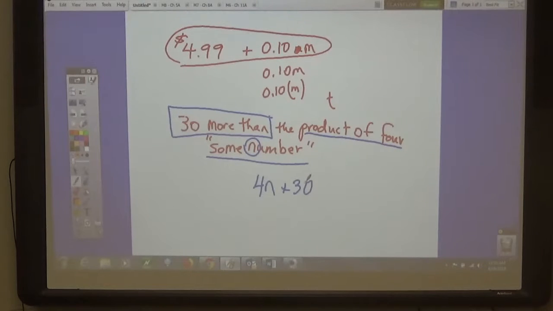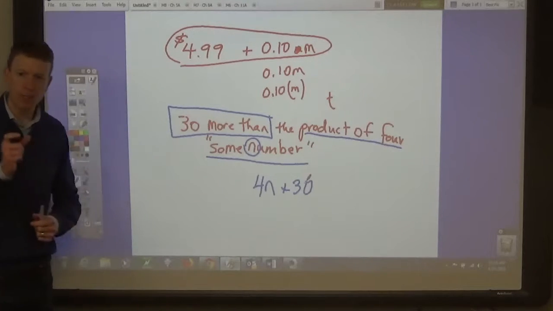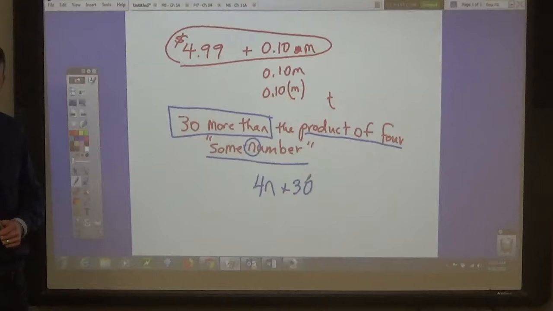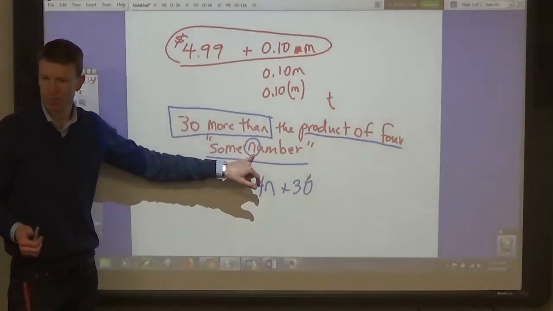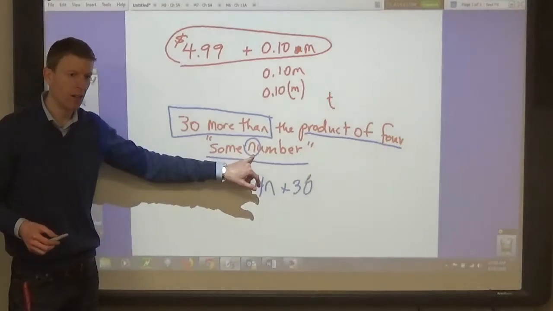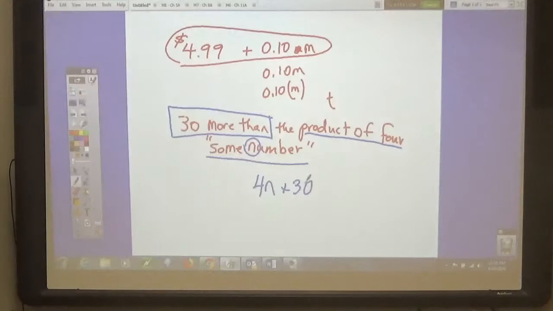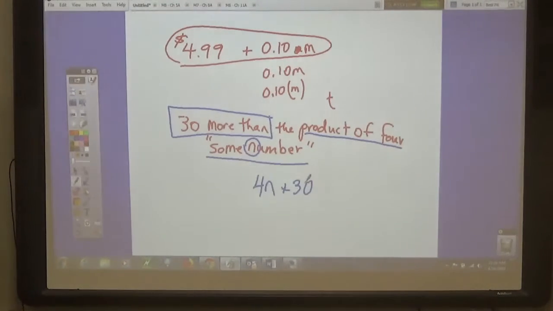So when you're choosing a variable, it makes sense to choose variables that represent something in what you are looking for, or something in what you're talking about. So like C for chickens, or C for cost, or N for number, or in this case, B for basic monthly service.